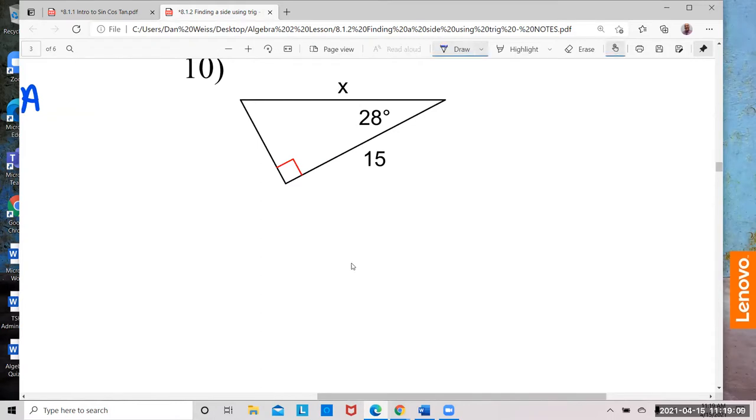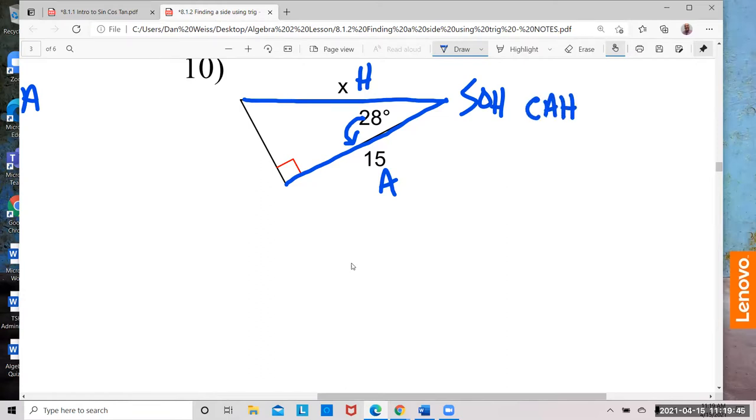Over here, here's the angle. Do you see how opposite is blank this time? What is 15? Opposite, adjacent, or hypotenuse? Adjacent. And X is? Hypotenuse. Very good. So we're going to use sine, cosine, or tan? Cosine. Very good. You get that? Okay.